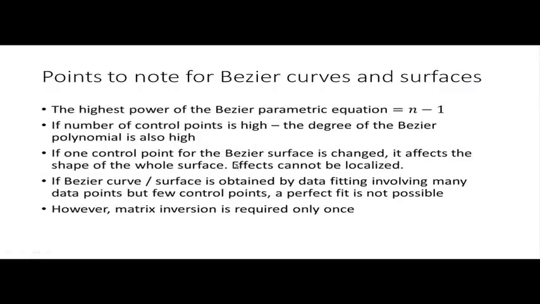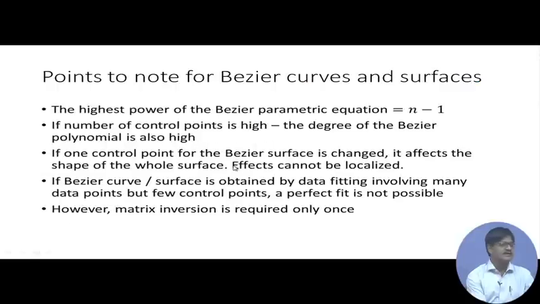Now, therefore, what do we arrive at? We understand that the highest power of the Bezier parametric equation is n minus 1, where n is the total number of points, and if the number of control points is high, we have a problem. The degree of the Bezier polynomial is also high. If one control point on the Bezier surface is changed, this is very important, it affects the whole shape of the whole curve. Therefore, effects cannot be localized.